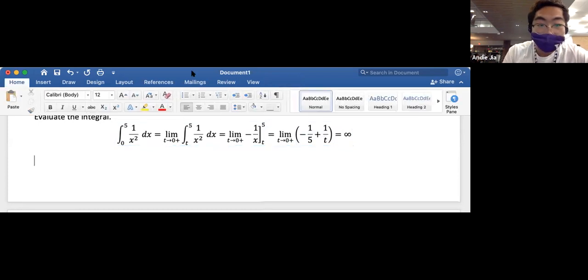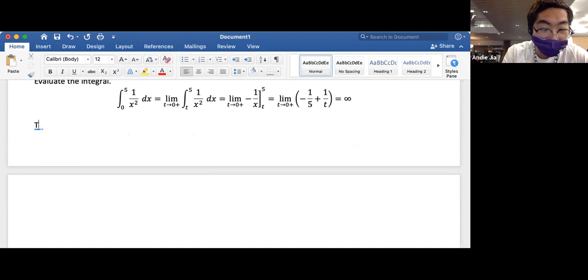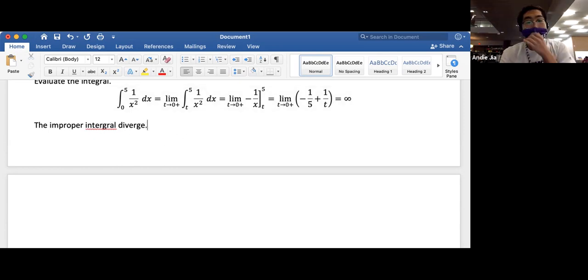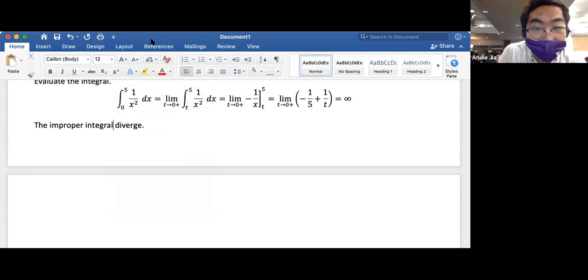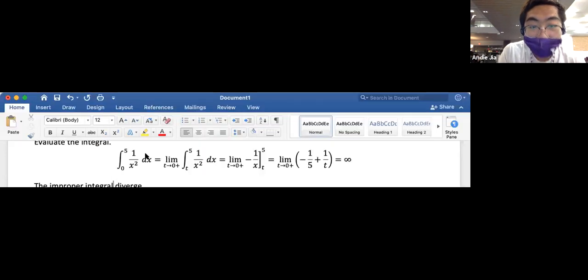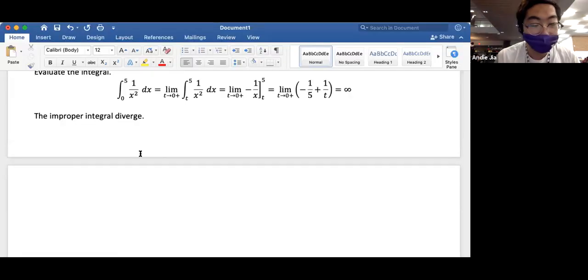So the improper integral diverges. Does this make sense to you?